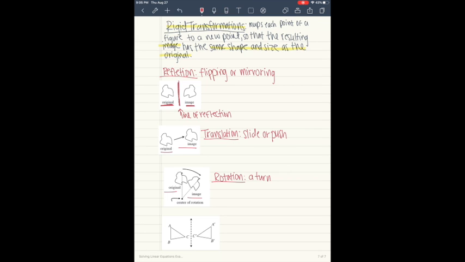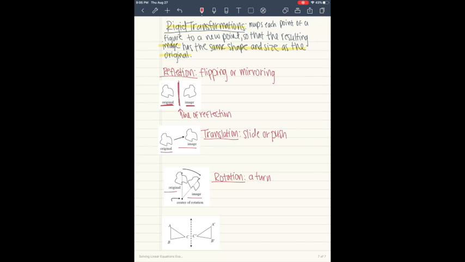If you are taking an original shape and you're doing something to it, either reflecting it, translating it, rotating it. Oh, when I wrote reflection, I forgot the C, sorry. Whatever you're doing, as long as it's the same shape and size, then it is a rigid transformation. So all reflections, translations, and rotations will be rigid transformations.